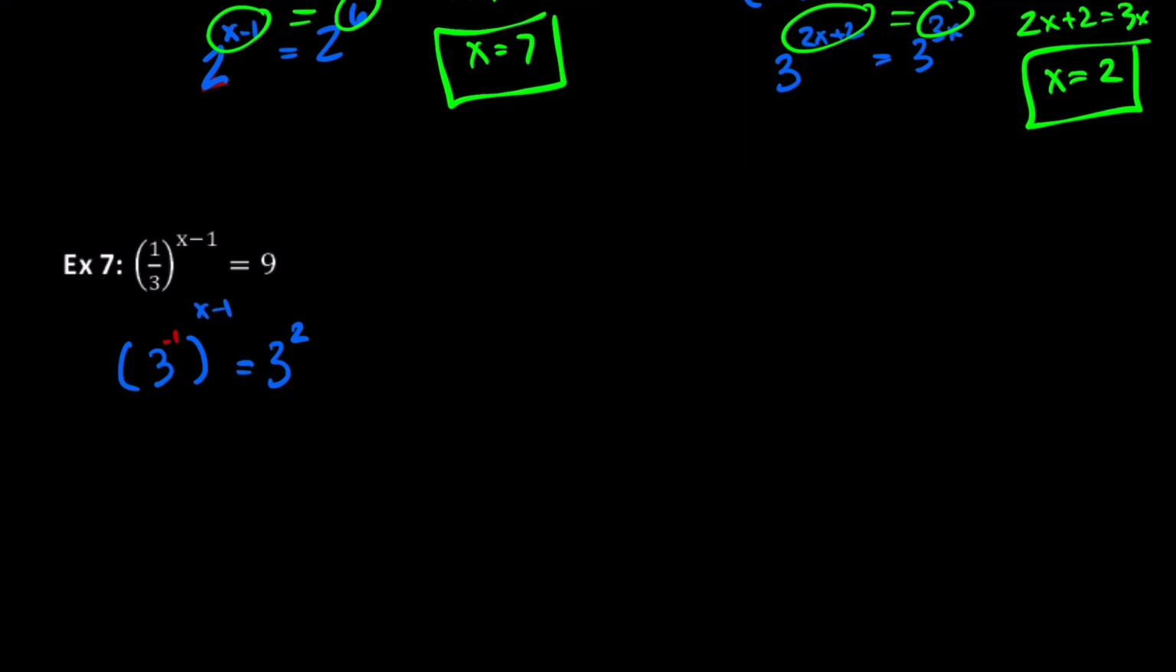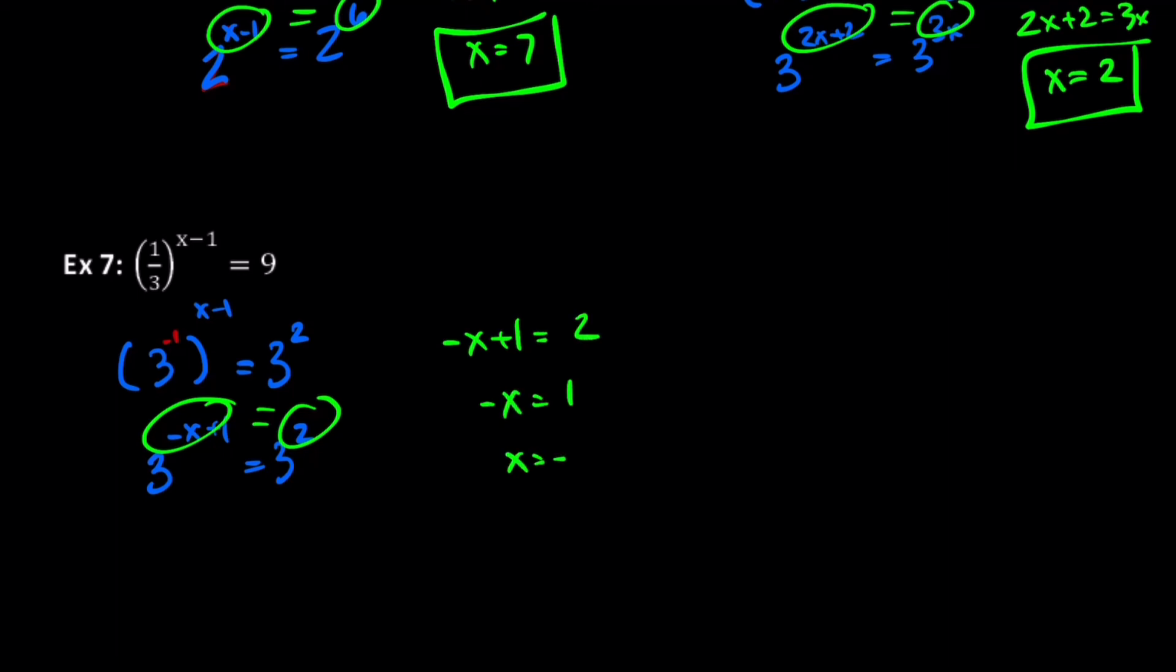Okay, so now distribute that negative 1. This is 3 to the negative x plus 1 equals 3 squared. And now you can just set those exponents equal. So negative x plus 1 equals 2. Subtract 1, you get negative x equals 1, so x equals negative 1.